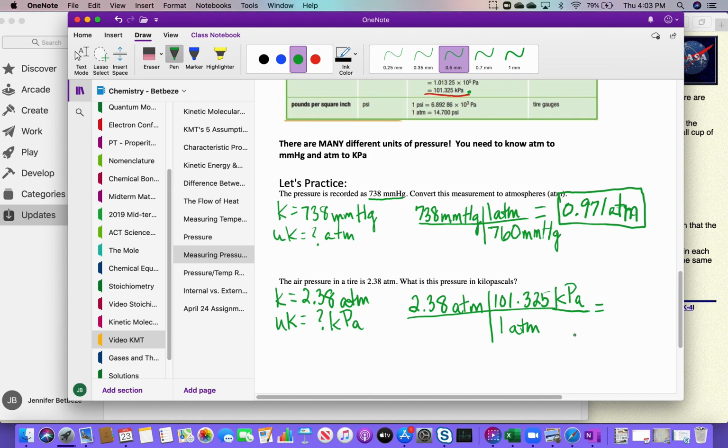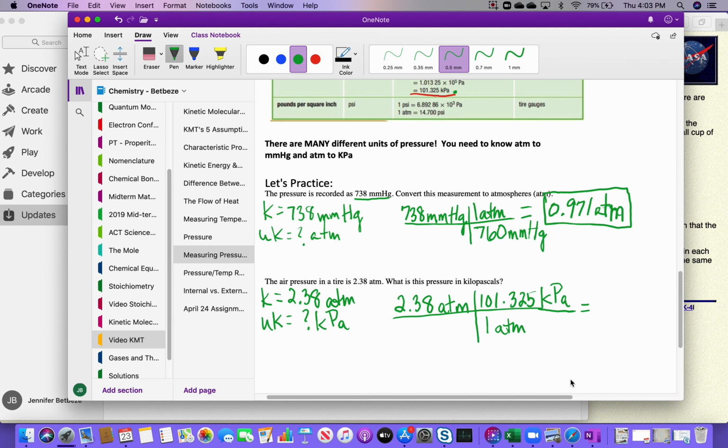So once again, if you go ahead and punch and crunch that, you should come up with 241 kilopascals. Notice once again, our known value had 3 significant figures, so my final answer also shows 3 significant figures. And then box your final answer.